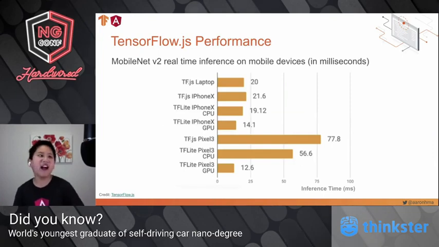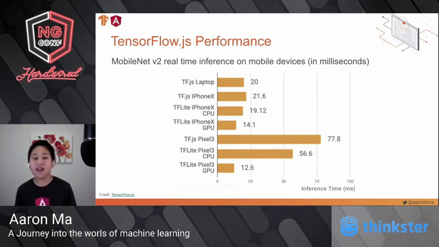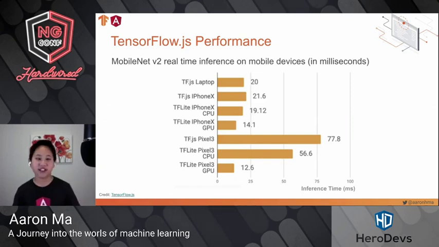So you're thinking, how fast is TensorFlow.js? Well, let's use the MobileNet v2 benchmark. On a laptop, TensorFlow.js runs around 20 milliseconds of inference time, while on Apple's iPhone X it is around 22 milliseconds. But Google's Pixel 3 needs a lot of improvement, where the inference time is 78 milliseconds. The TensorFlow.js team is actively working on addressing this.